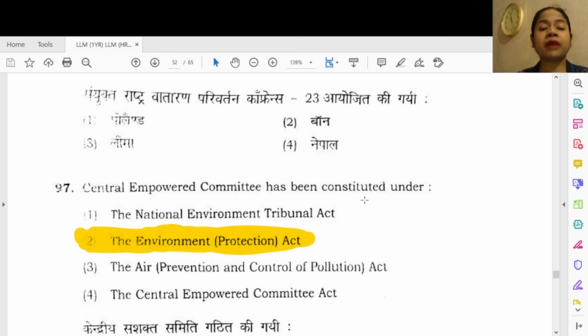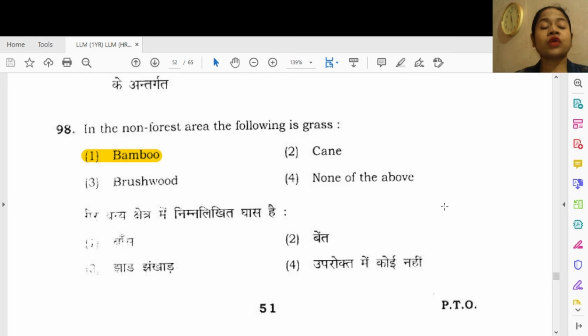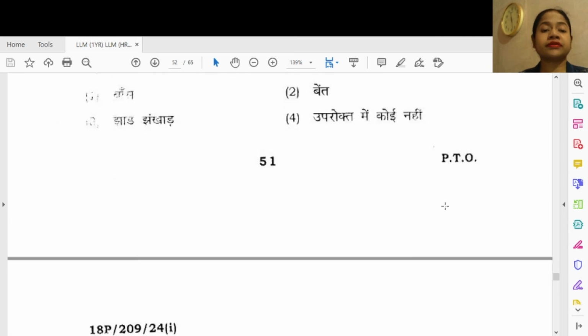97. Central Empowered Committee has been constituted under option number 2, the Environment Protection Act. Question number 98. In the non-forest area, the following is grass. This is option number 1, bamboo. So earlier bamboo was considered as a forest product, but now bamboo is actually considered as a grass.